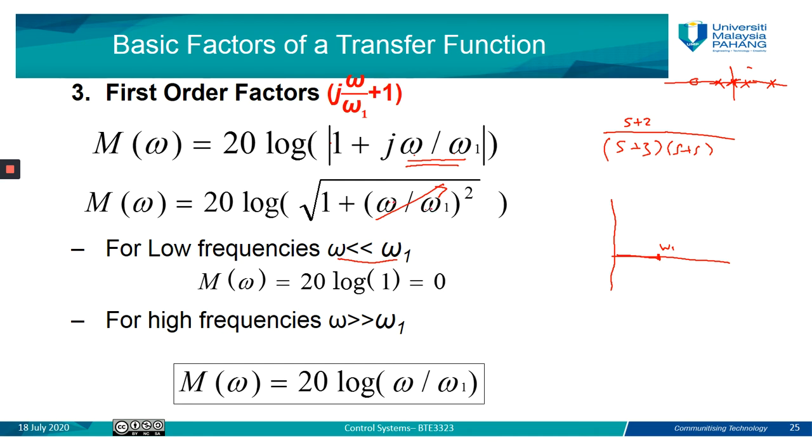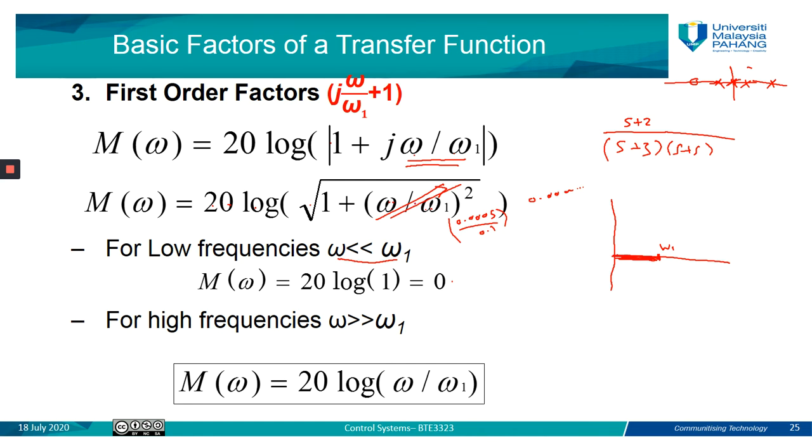So the result, if you have, for example, 0.0005 over 0.1 and you square it, you are going to get a very small value. So this value can be ignored. Then you have 20 log 1, which will give you 0, so the magnitude in this case will be 0. So for all frequencies less than omega 1, the log magnitude will be 0.